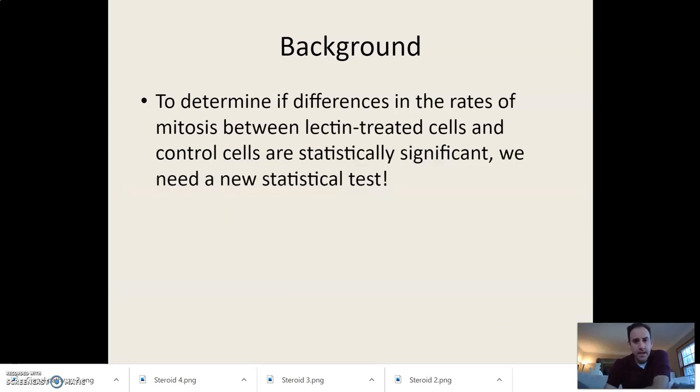Anyway, that's how the data was collected, and in the lab itself you will see numbers of how many cells were in each phase of mitosis for cells treated with lectin and cells not treated with lectin.